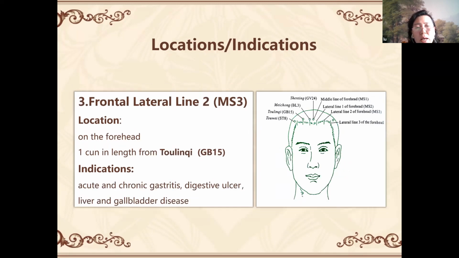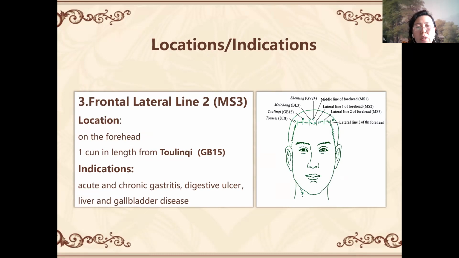And the third one is MS3. It's also on the front area. On the forehead, it's from Toulin Qi. It's also 1 cun in length, and from Toulin Qi down along the meridian. It's used for treating the problem of acute and chronic gastritis and digestive ulcer, liver and gallbladder disease.